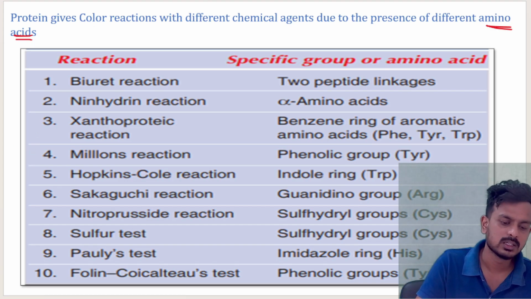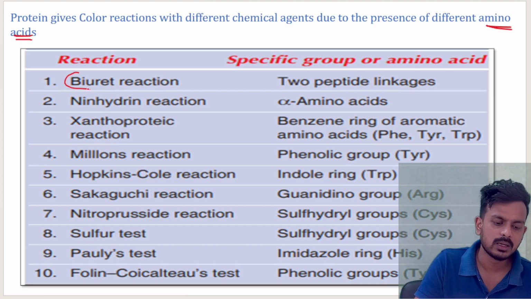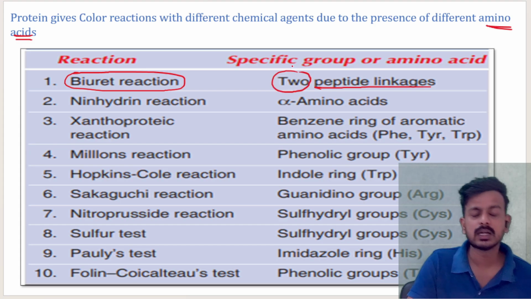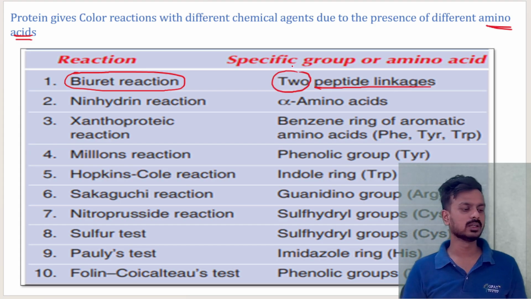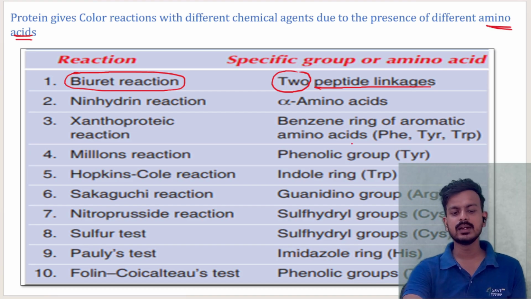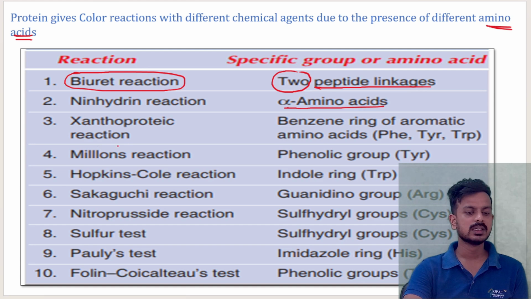First is the biuret test. The biuret test is the most common test, and that is why it is used. It is used to check the peptide linkage, at least two peptide linkages. That means at least three amino acids must be present. Okay. So next is the ninhydrin reaction. This is for the detection of alpha amino acids.